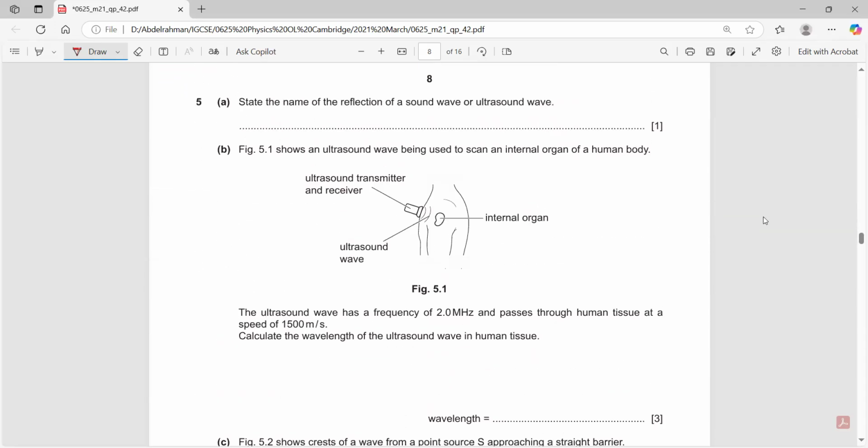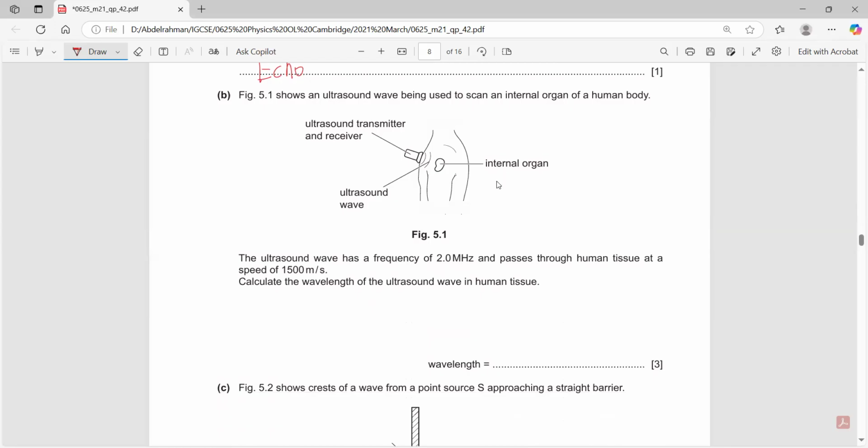State the name of the reflection of a sound wave. Reflection of a sound wave is an echo. Figure 5.1 shows an ultrasound wave being used to scan an internal organ of a human body. The wave has a frequency of 2 megahertz. Mega is times 10 to the power of 6. And the speed is 1500. Can I find the wavelength? Yes, wavelength equals speed over frequency.